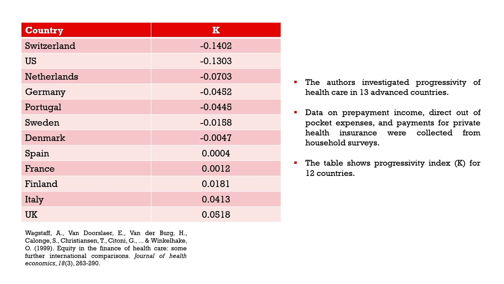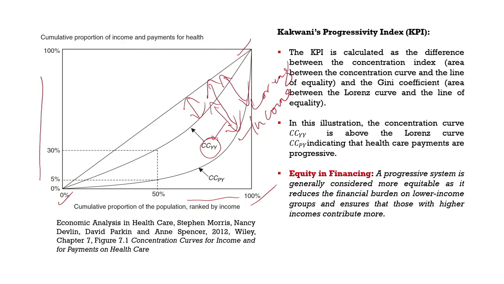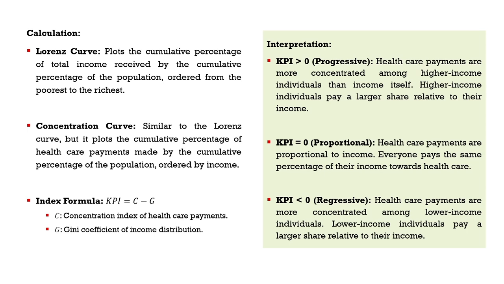Let me take you back to the interpretation of the KPI. The index formula is the concentration index minus the Gini coefficient. Concentration index C is basically the distance of the concentration curve from the line of equality, and G is the space between the Lorenz curve and the line of equality. If KPI is positive, we say it is progressive, meaning that healthcare payments are more concentrated among higher income individuals than income itself, and higher income individuals pay a larger share relative to their income.